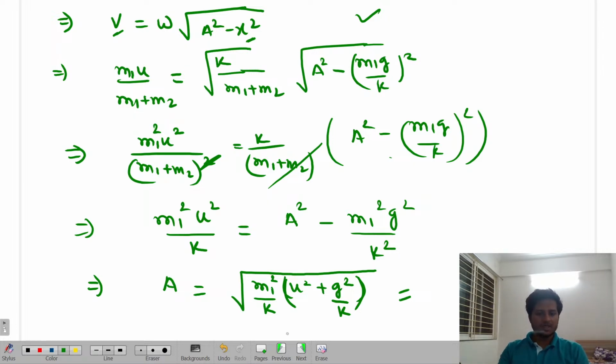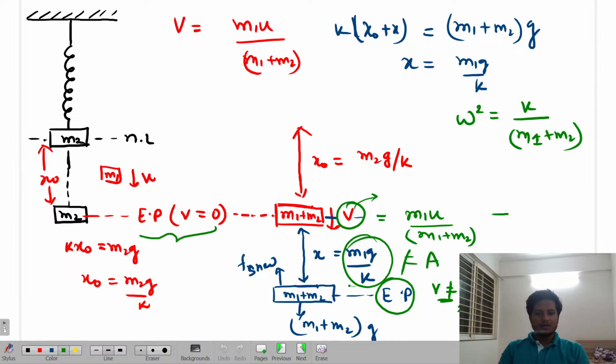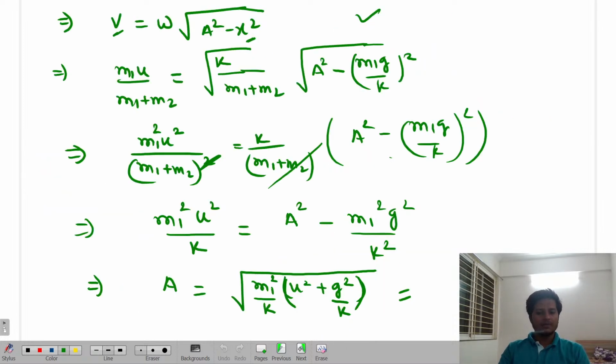If I know my x, what is my expansion? Okay, then I can definitely know my amplitude. Is that clear or not? This by putting that particular relation. Okay.